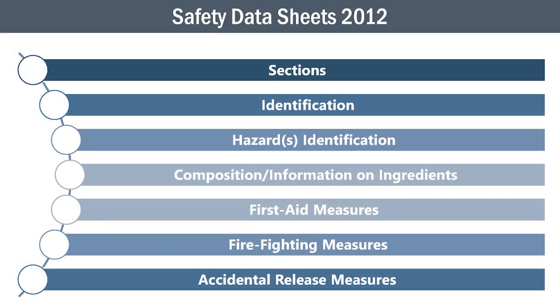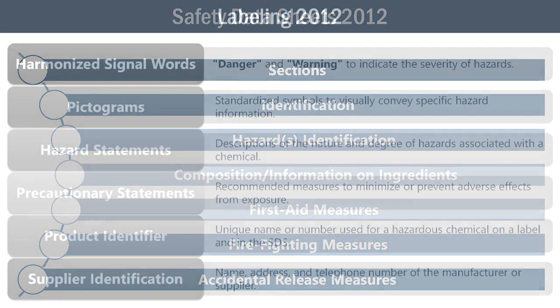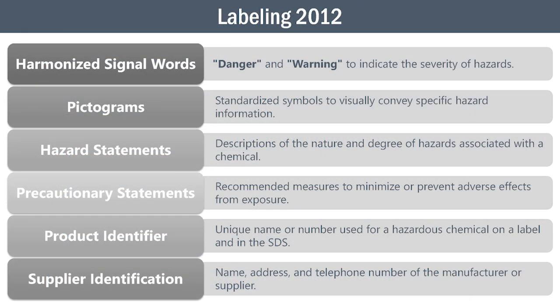Back in 2012, the sections, you guys are familiar with these. There's identification, hazard identification, composition, first aid measures, firefighting measures, accidental release measures. There are more. We're not going to get into those because that's not the main focus of what we're talking about today. In 2012 is when we went to those harmonized signal words so that we have danger and warning. Danger is worse than warning.